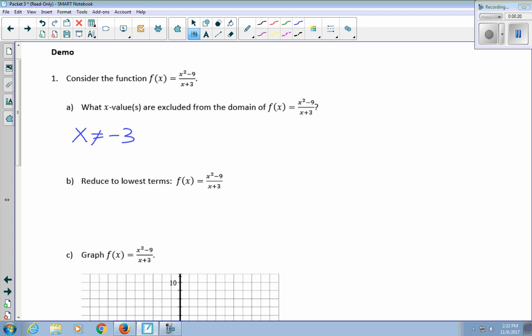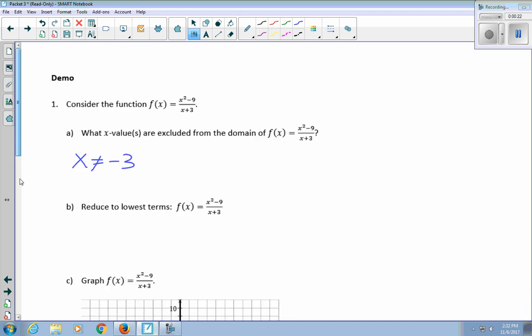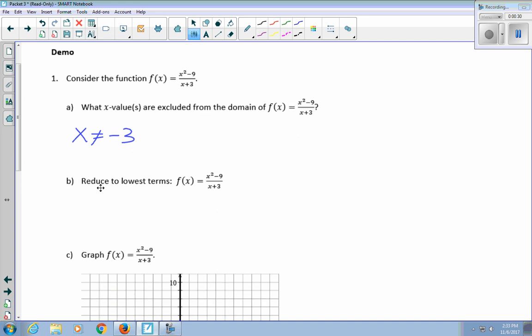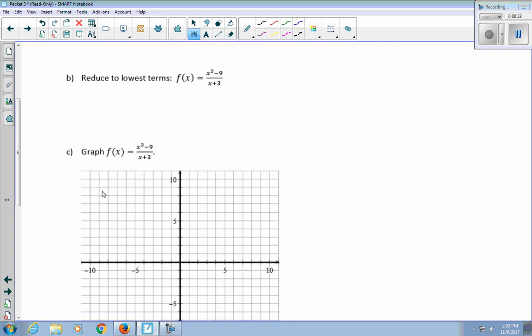All right, let's factor and reduce this thing to lowest terms, after we've identified what you can't plug in. Factor and reduce to lowest terms. So x squared minus 9 factors to x plus 3, x minus 3 over x plus 3. I have the same factor in the numerator and the denominator, so I just get x minus 3.